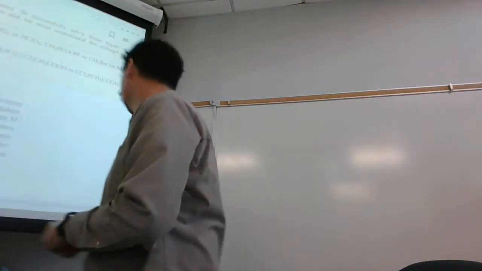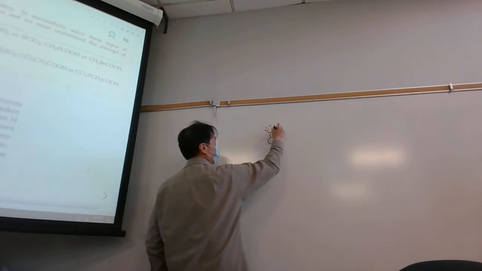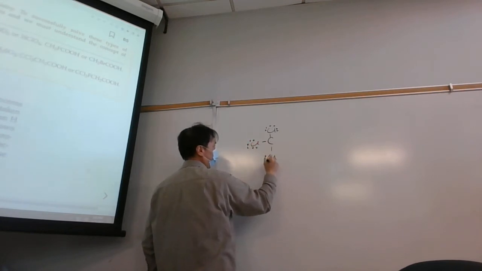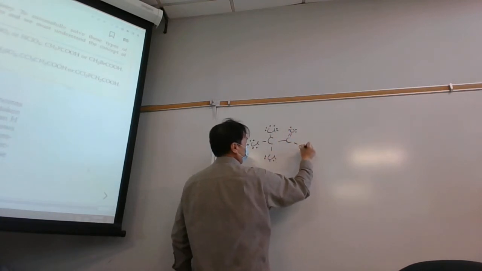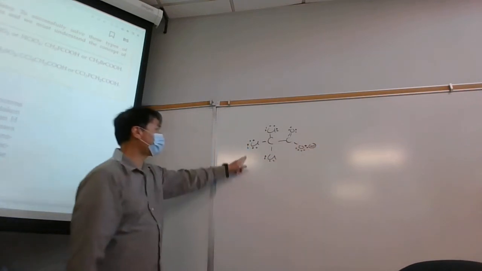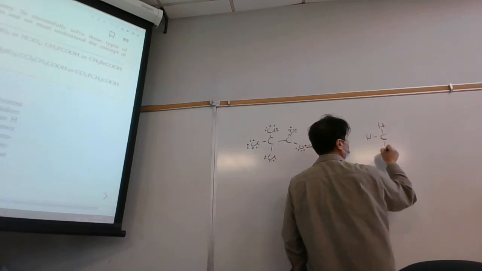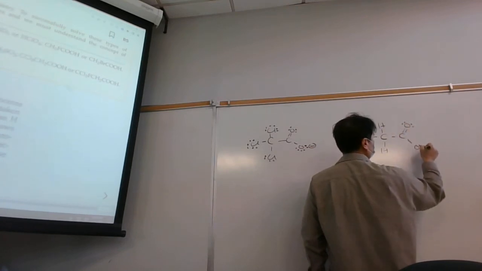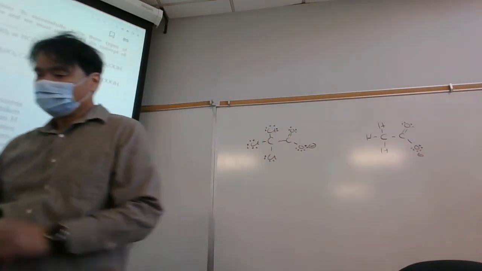So we talk about different bases, like, for example, if I had trichloroacetic acid, the conjugate base of that would be trichloroacetate. And if we compare trichloroacetate with just regular acetate, which one do you think is the stronger base? Acetate. Yeah. Then we look at this.